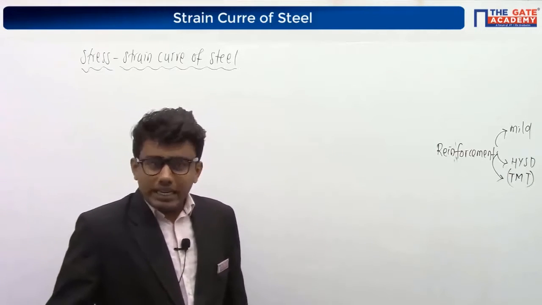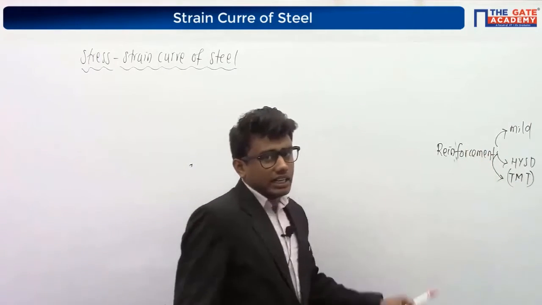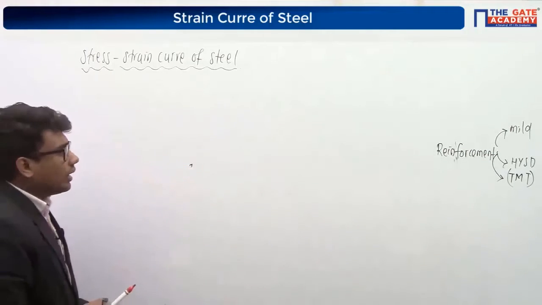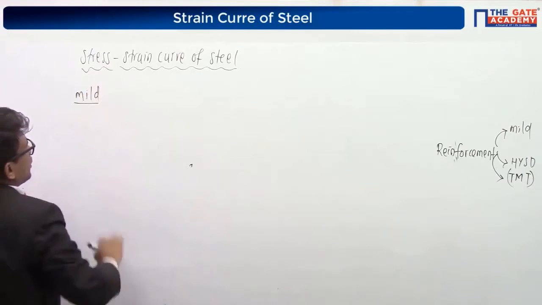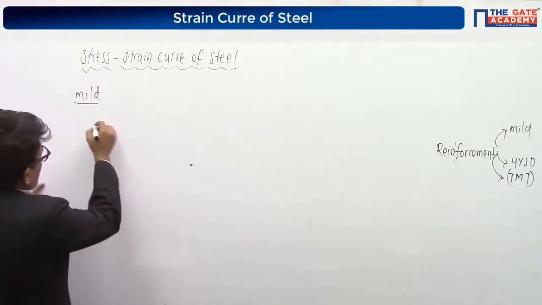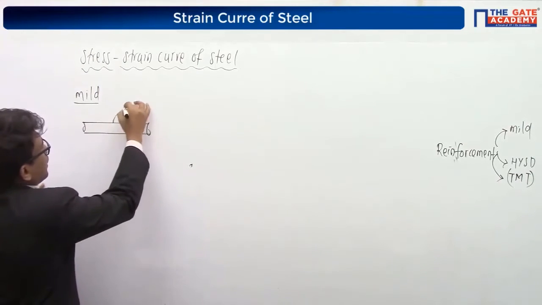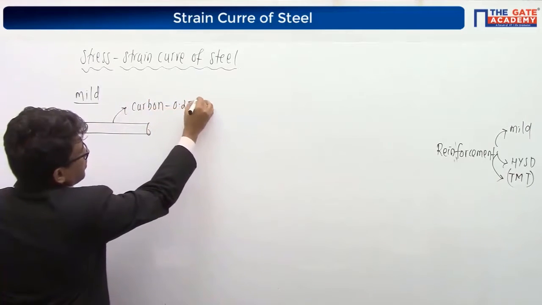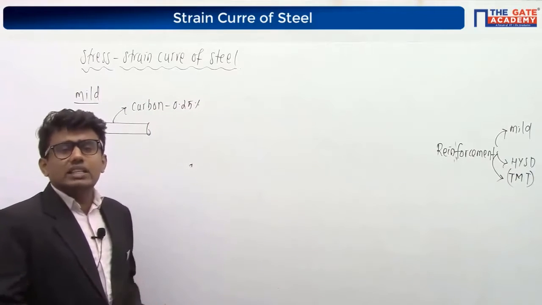Exactly. We have mild steel bars, we have HYSD. What is HYSD? High yield strength deformed bars. We will discuss one by one, right? First, the mild steel bar, we already know about this, right? Mild steel bar means we will have a bar like this, the surface is smooth, the carbon content will be around 0.25%, that is less carbon content, so less strength, and ductility will be more.